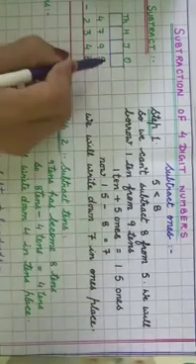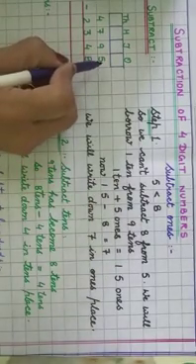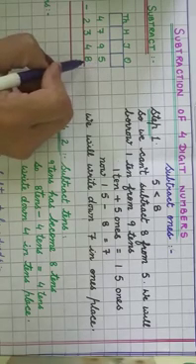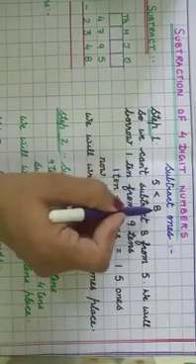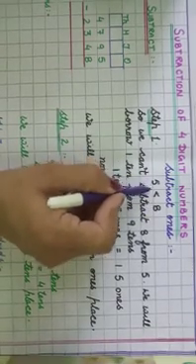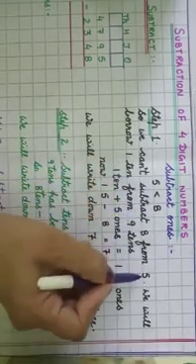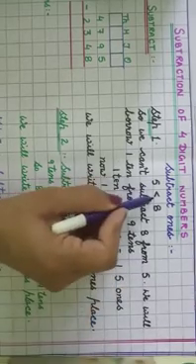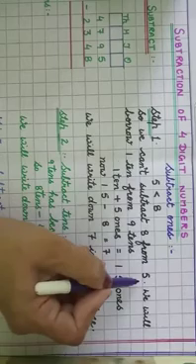Now we will take ones. There is 5 in the first number and 8 in the second number. 5 is less than 8, so we can't subtract 8 from 5.